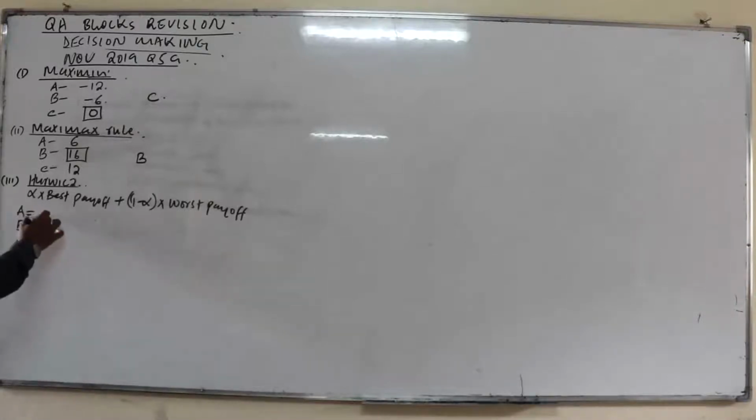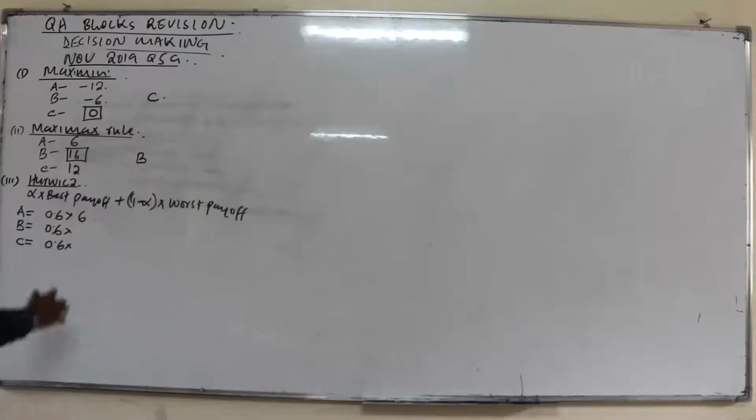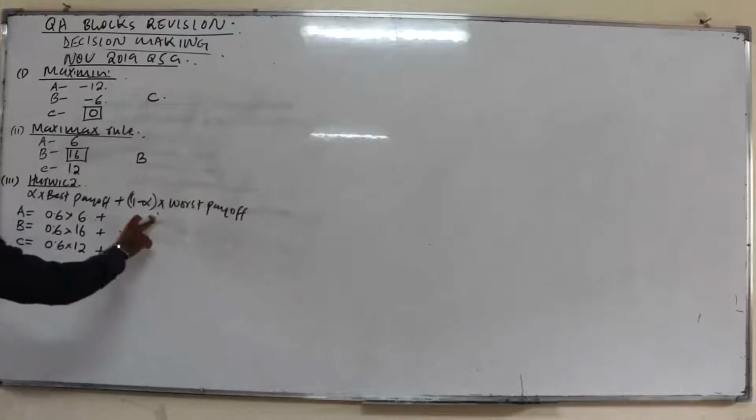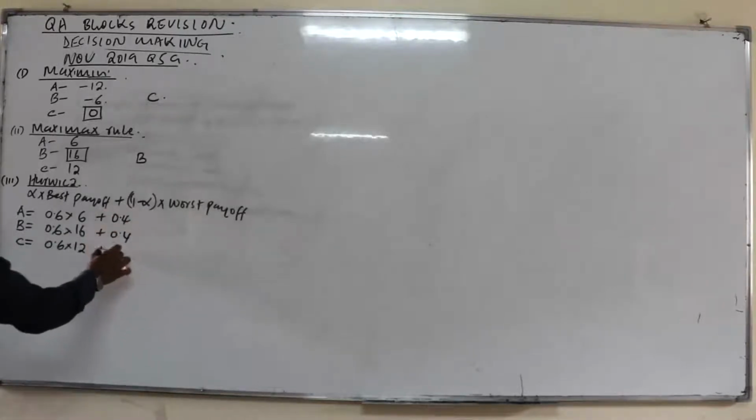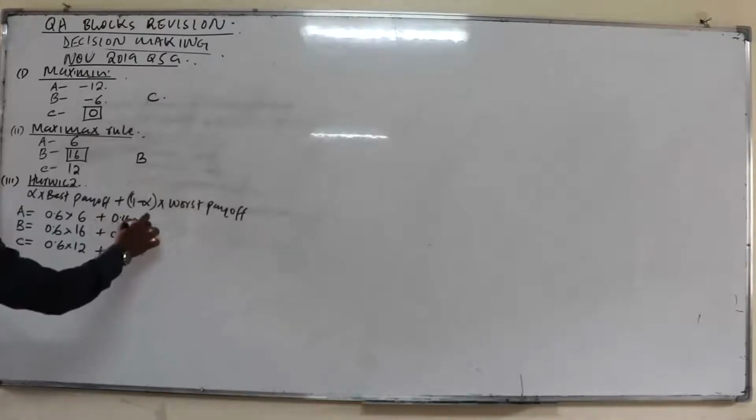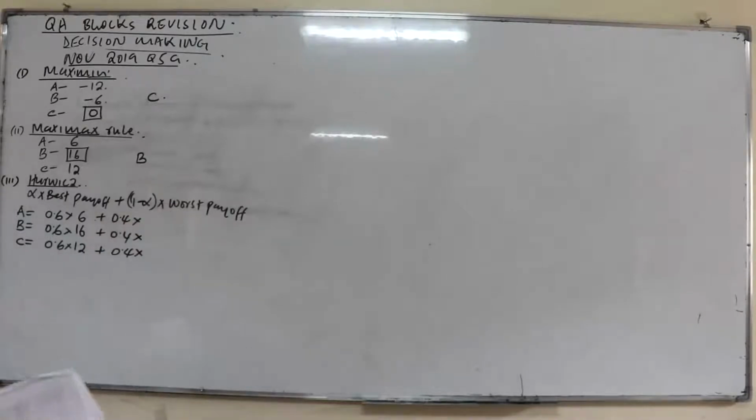the coefficient of optimism is 0.6. Then you multiply by the best payoff. For alternative A, the best payoff was 6. For B, the best payoff is 16. And for C, the best payoff is 12. And then you add 1 minus alpha. If alpha is 0.6, that means 1 minus alpha is 0.4. And then you multiply by the worst payoff. The worst payoff, that's the minimum.